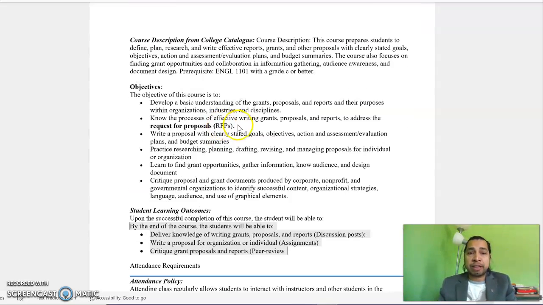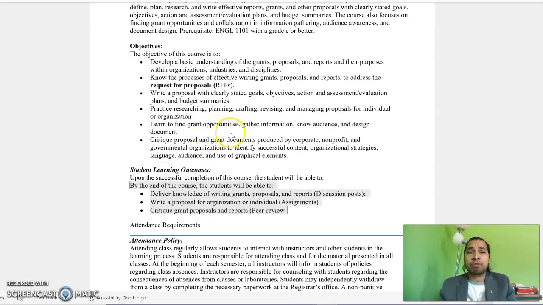And the objective of this course, as I already said, is that by the time you are done with this course, you will develop a basic understanding of grants, proposals, and reports, and the proposals with organization, industry, and disciplines. You'll know the process of effective grant writing and how to address the request for proposals, we call RFPs. You also will write a proposal with clearly stated goals and objectives, action and assessment by the end of the semester. And also we'll practice researching, planning, drafting, revising, and managing, because this is what doing all kinds of writing involves anyway. And also you will learn to find grant opportunities, gather information, and know your audience.